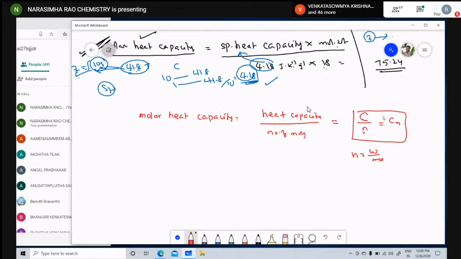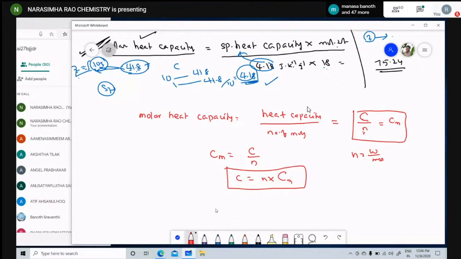Okay, then heat capacity C is equal to molar heat capacity times number of moles. Then Cm is equal to C upon N. C is equal to N into molar heat capacity. Banu, it's clear, talli? Yes, sir. Sir, once more you explain it, sir. Now, this is the number of moles, no?